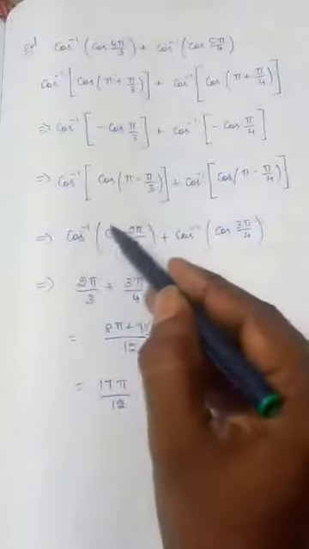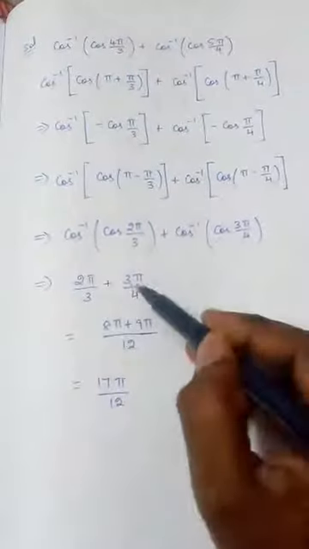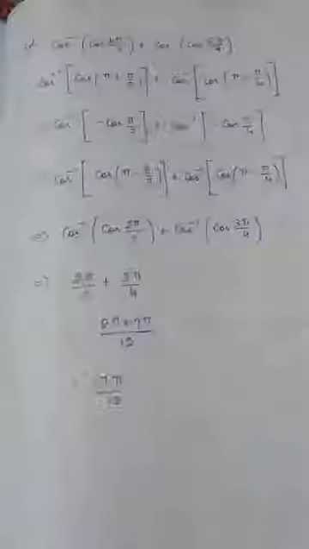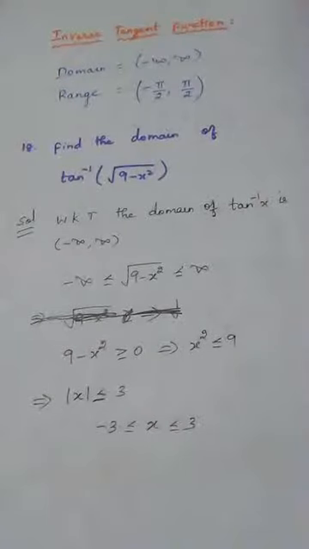So now I can cancel cos inverse and cos. So 2 pi by 3, cos inverse cos cancels, 3 pi by 4, taking LCM and getting the answer as 17 pi by 12. So with that 17th problem, we finish the other inverse function. Cos inverse function gets over.